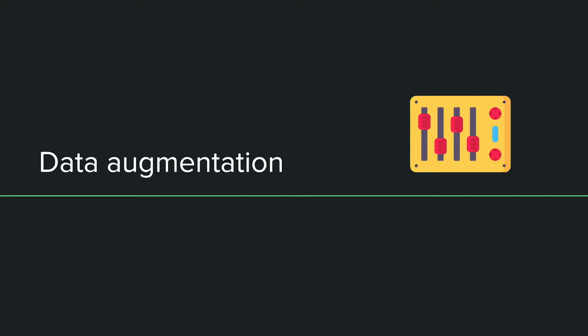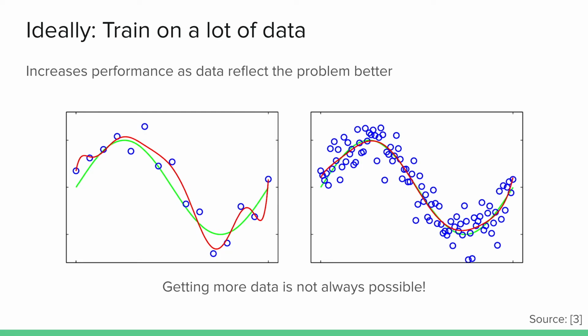Coming from making data look more similar, we can also now try to make data look more different. The idea is that ideally we want to train on as much data as we possibly can, with a large set of variations that capture the underlying distribution fully. And as we add more data to our training set, we usually increase our performance because the data now reflects our problem much better. We can approximate the underlying distribution to a higher degree.